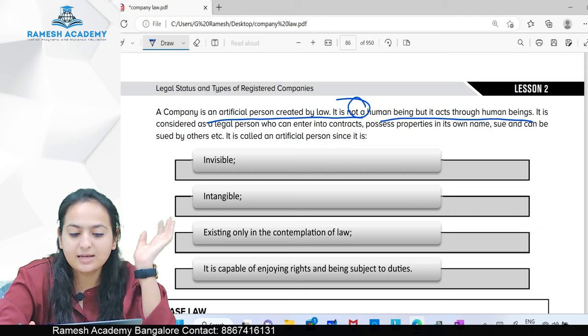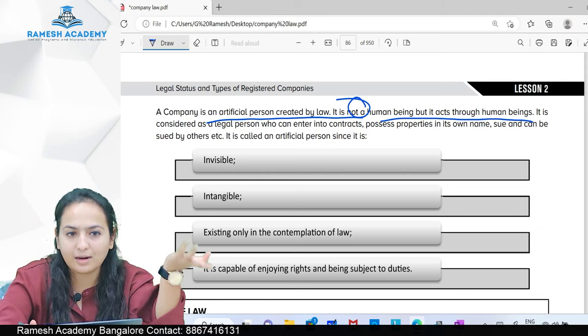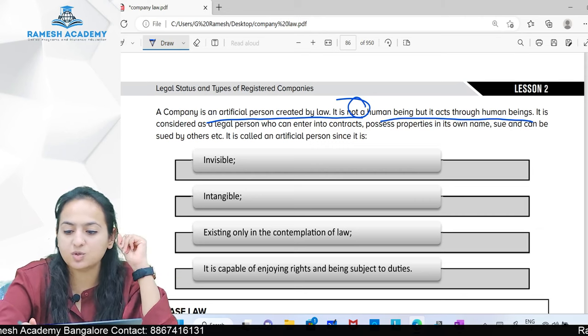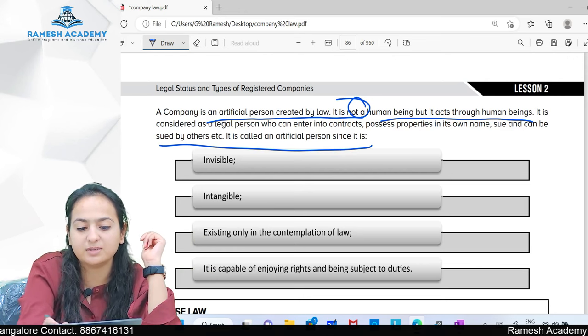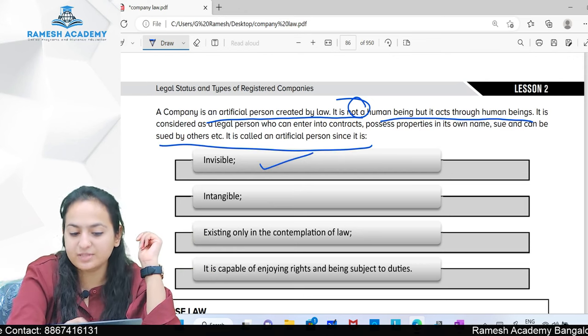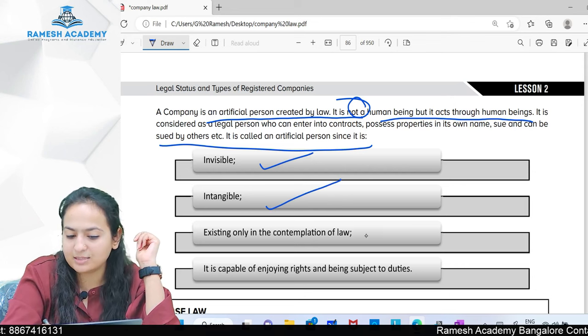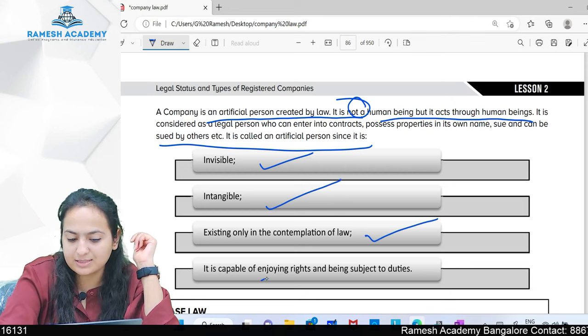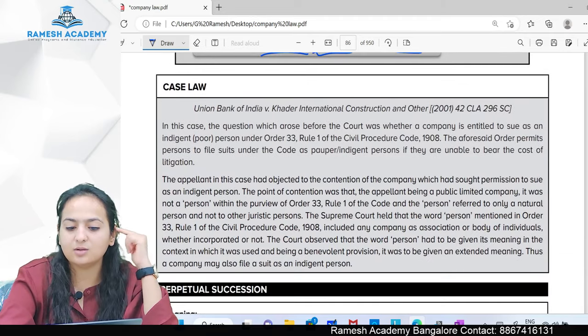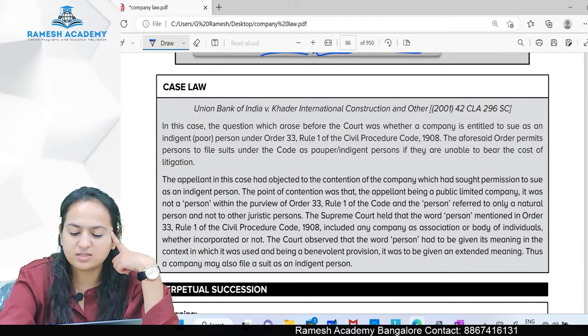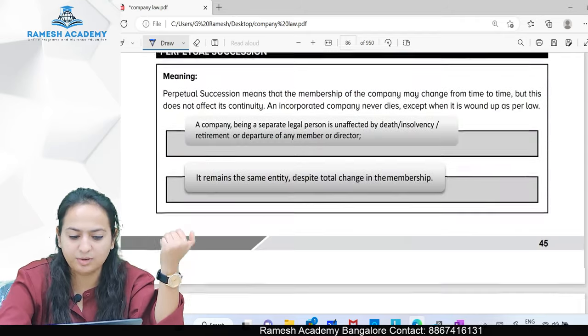It is considered a legal person who can enter into contracts, possess properties in its own name, sue and be sued by others. It is called an artificial person. It is invisible, intangible, existing only in contemplation of law. It is capable of enjoying rights and is subject to duties. What is the case law? Case law, you can just go through it, but it is not important.